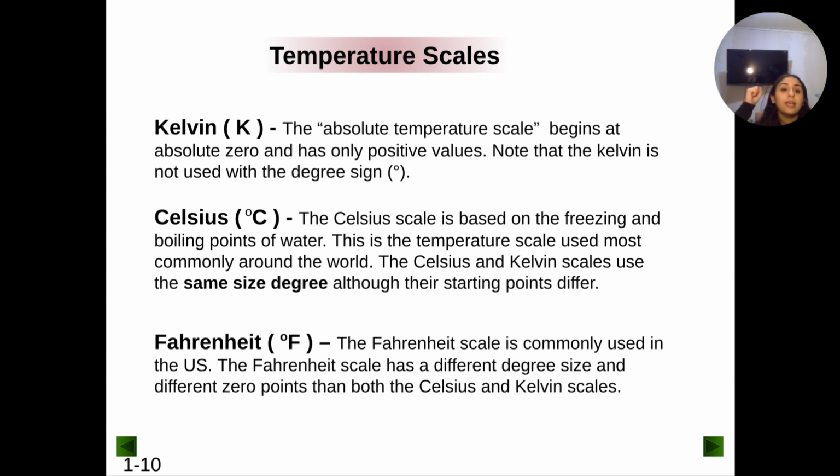Fahrenheit, degree, F. Remember, degree symbol. The Fahrenheit scale is commonly used in the U.S. Like I said, if you are from the U.S., it is something that you are used to. That means it is something you need to get used to converting as soon as possible. The Fahrenheit scale has a different degree size and different 0 point than both the Celsius and Kelvin scales. So he's the tricky one.